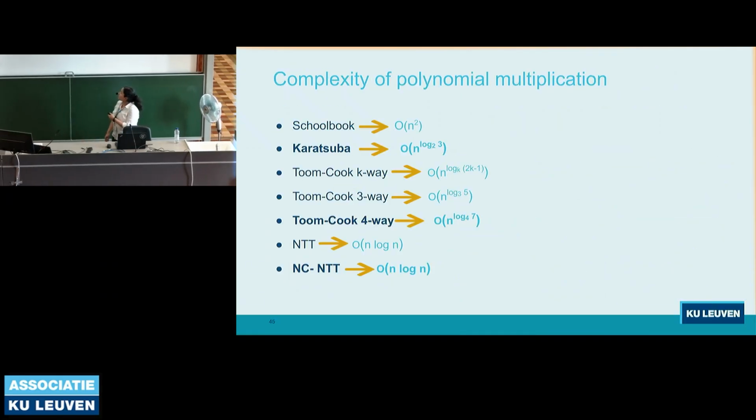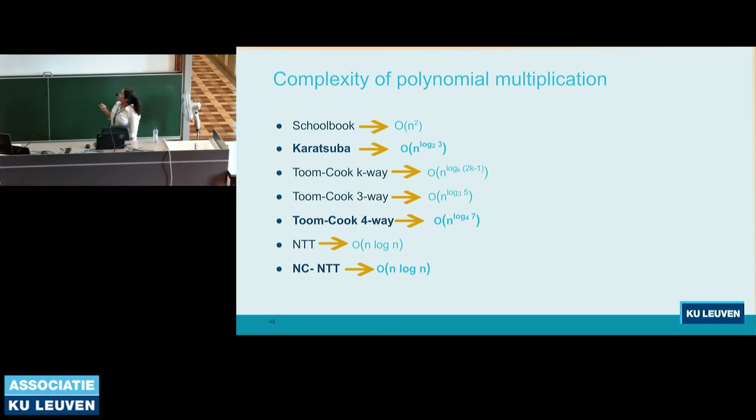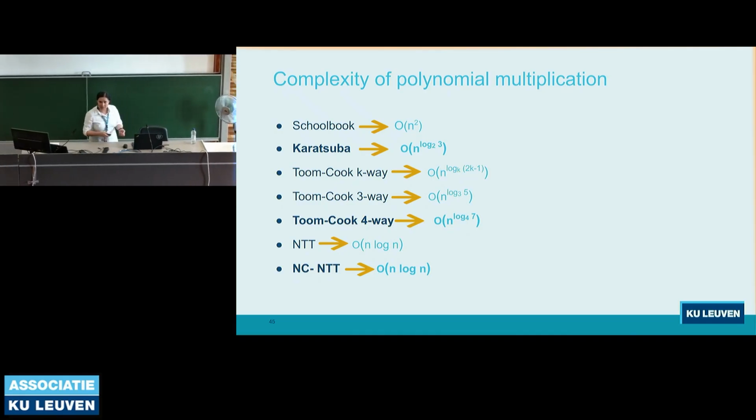However, this is the complexity that I just described, and I promised you that I'll give you this complexity, Toom-Cook 4 complexity. So these are the main complexities: Karatsuba, Toom-Cook, and negacyclic NTT. These are the main algorithms that are used in many, many post-quantum schemes.